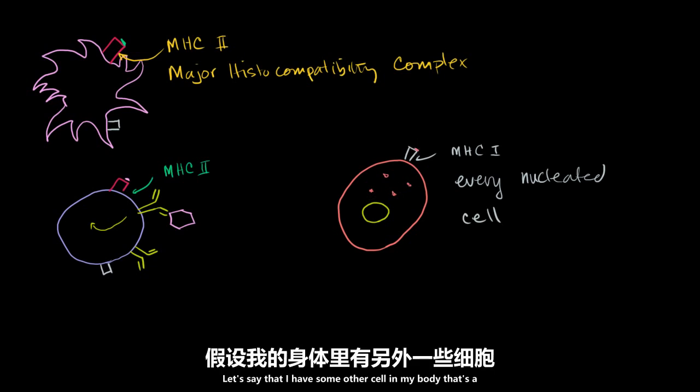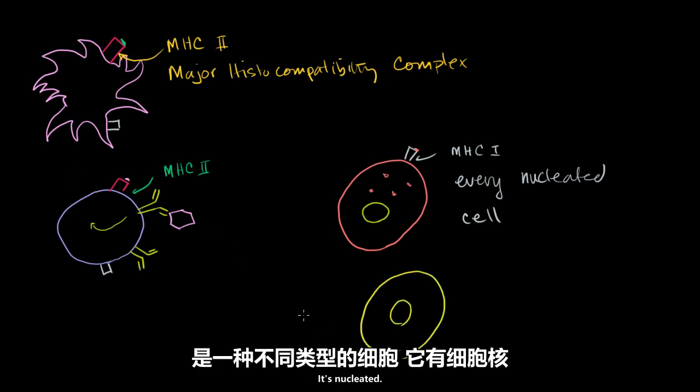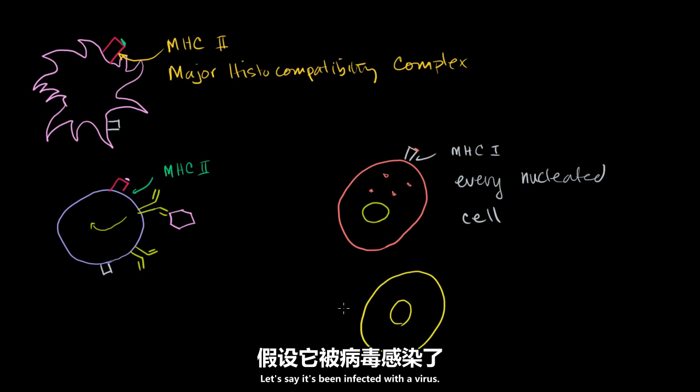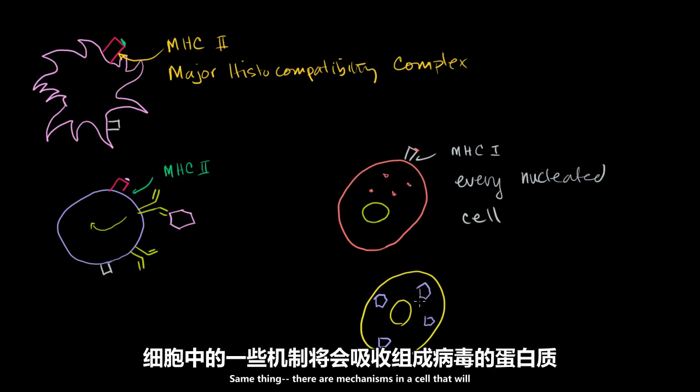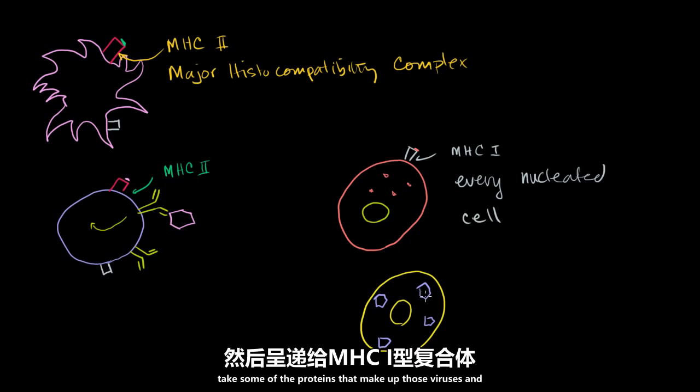Let's say I have some other cell in my body that's a different type of cell. It's nucleated. Let's say it's been infected with a virus. So you have this virus, so it's turning into this virus factory. Those are, I'm trying to draw hexagons. Same thing. There are mechanisms in the cell that will take some of the proteins that make up those viruses and present them on the MHC1 complex. So it'll present parts of the proteins on the MHC1 complex.